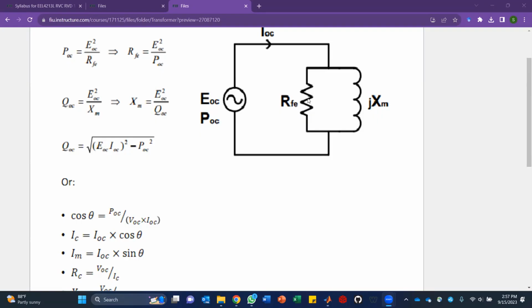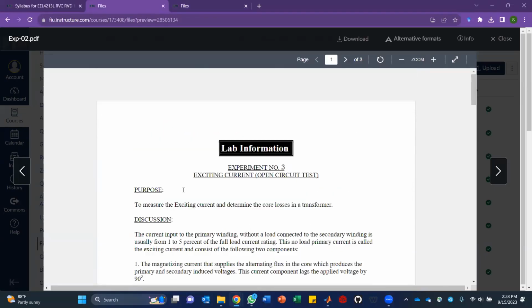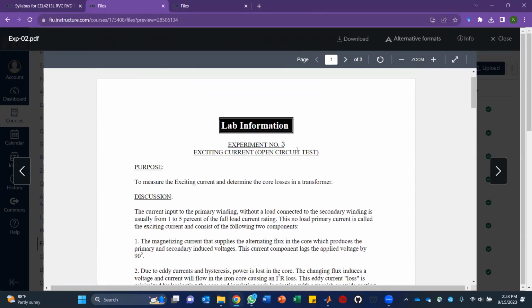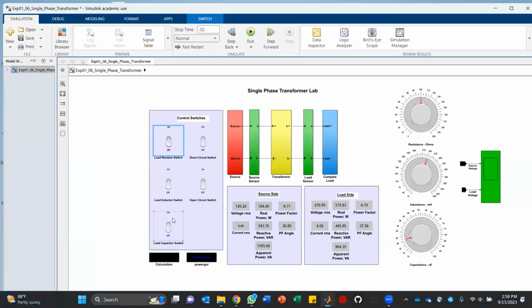So that's about it. You need to draw a vector diagram, and for both cases, case 1 and case 2, you need to draw two separate vector diagrams, and you need to analyze the errors while comparing the data. That's all for this open circuit test, but I'd like to show some other thing that I am preparing for you guys.